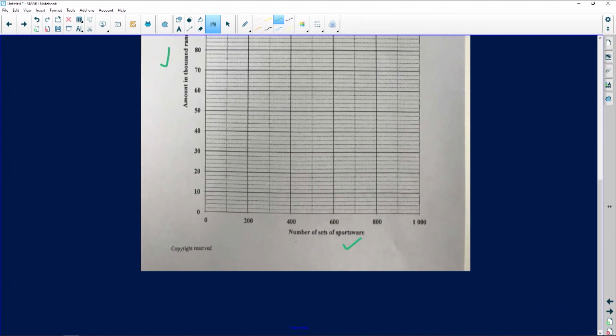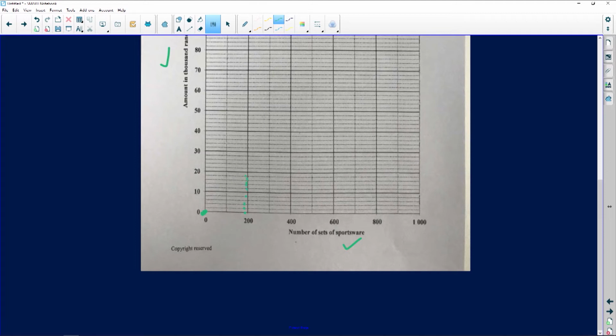So our table tells us that at 0, it's also 0. So at 0 items, we have 0 over there. At 200 items, we make 25,000 rands. So that's the income. So at 200, I'm going to trace it going up.